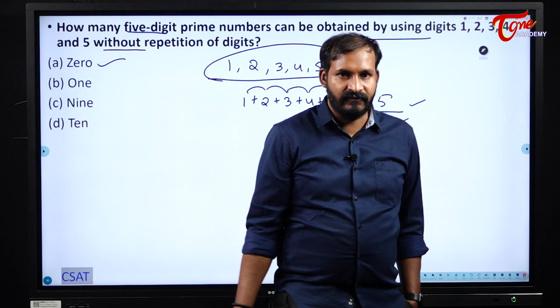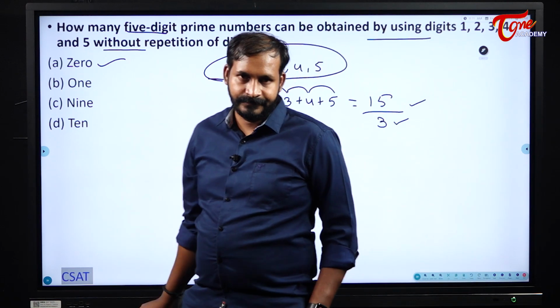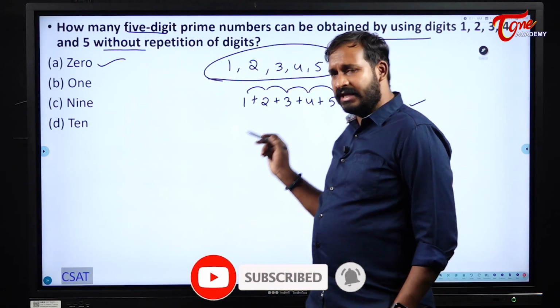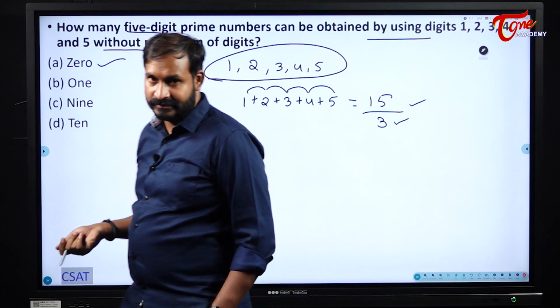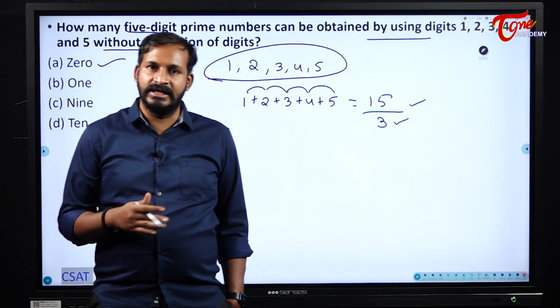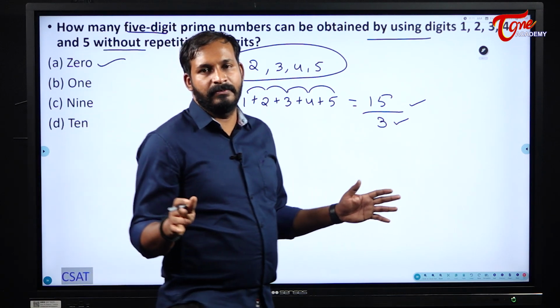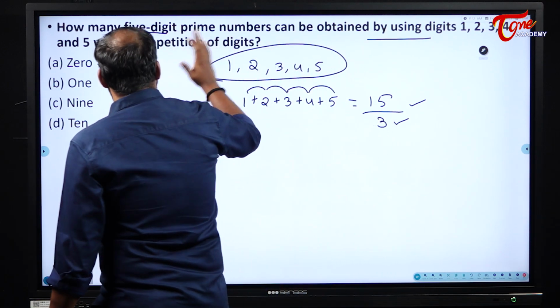Whenever you see these type of questions, students, first of all, add the digits. If the sum is divisible by 3 or divisible by 9, then it is clear. We can clearly say that there are no possible prime numbers in these cases. Understood?